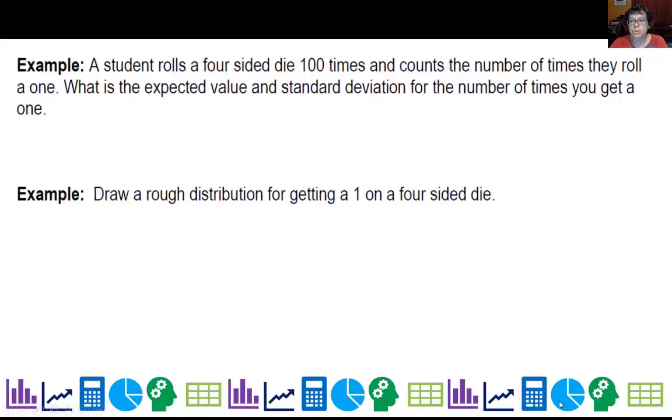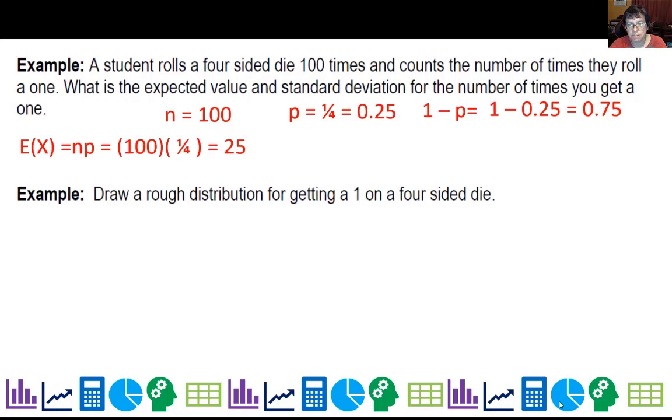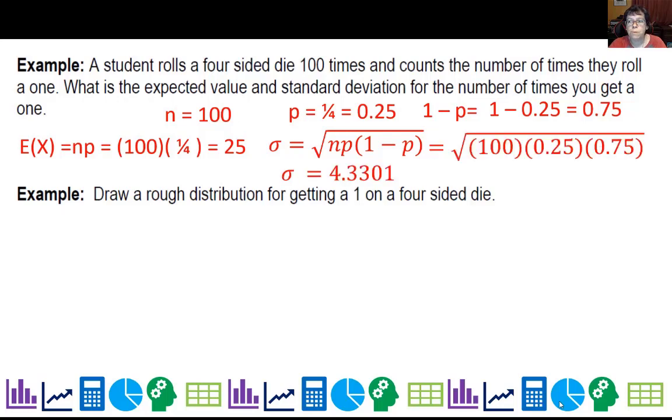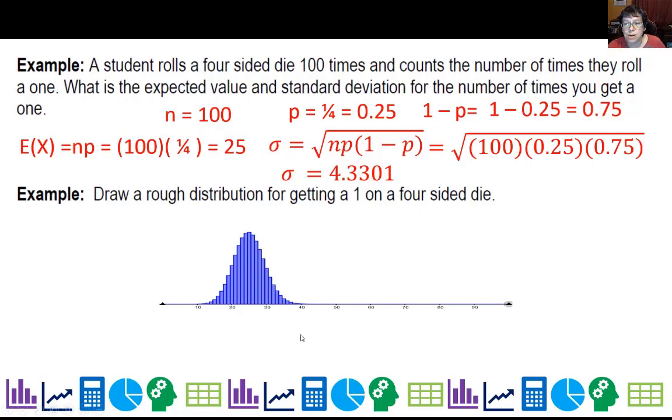Let's look at another example where a student rolls a 4-sided die 100 times and counts the number of times they roll a 1. What is the expected value and standard deviation for the number of times you get a 1? So we need n, we need p, and we need 1 minus p. Expected value is just n times p, in this case 25. Our standard deviation is the square root of n times p times 1 minus p, or in this case about 4.33. And if we draw a rough distribution, you can see it's centered about 25. If you go 6 standard deviations, it's about 24, 25 wide. So we know anything over here would probably be pretty unusual.